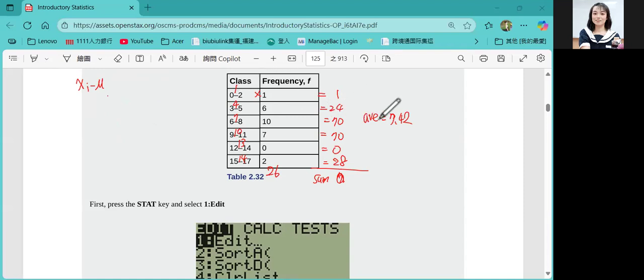Okay, it's 1 minus 7.42, negative 6.42, and 4 minus 7.42 will be negative 3.42, and negative 0.42, and 10 minus 7.42 is 2.58, and this will be 13 minus 7.42. It should be 5.58. And 14 minus 7.42, it should be 6.58. And then just square.